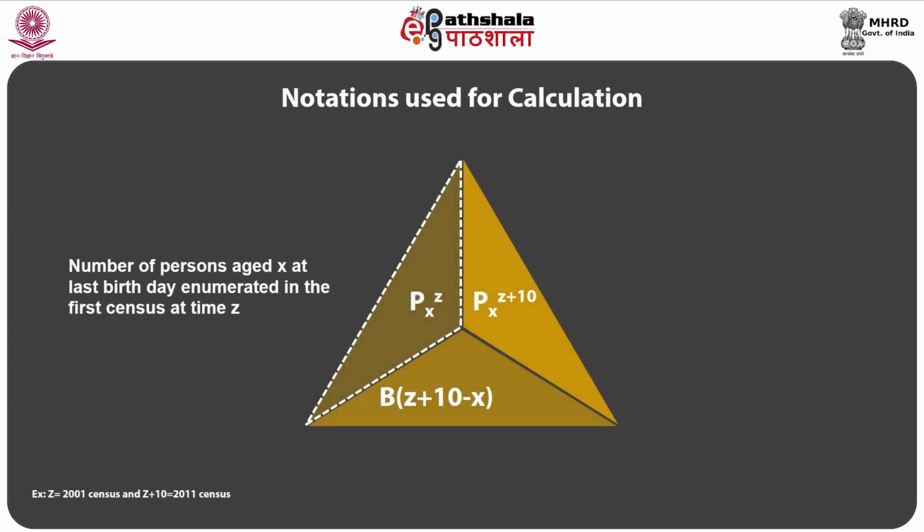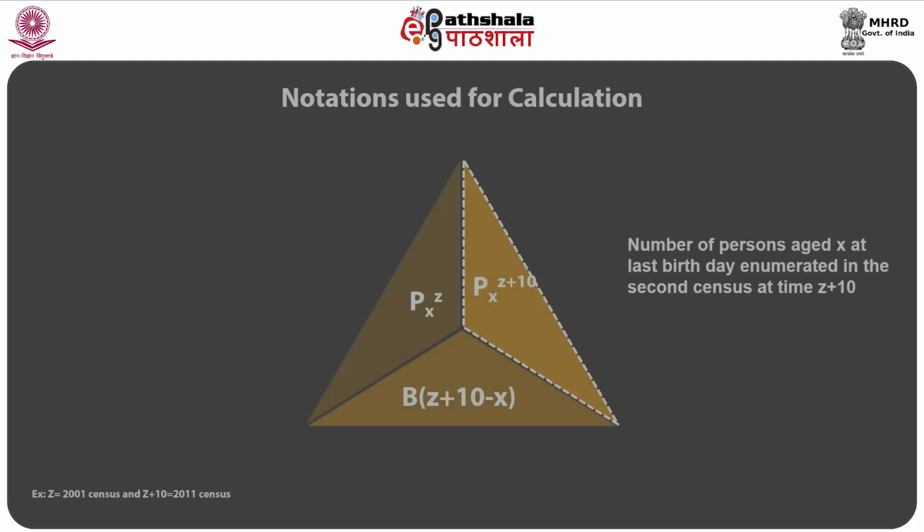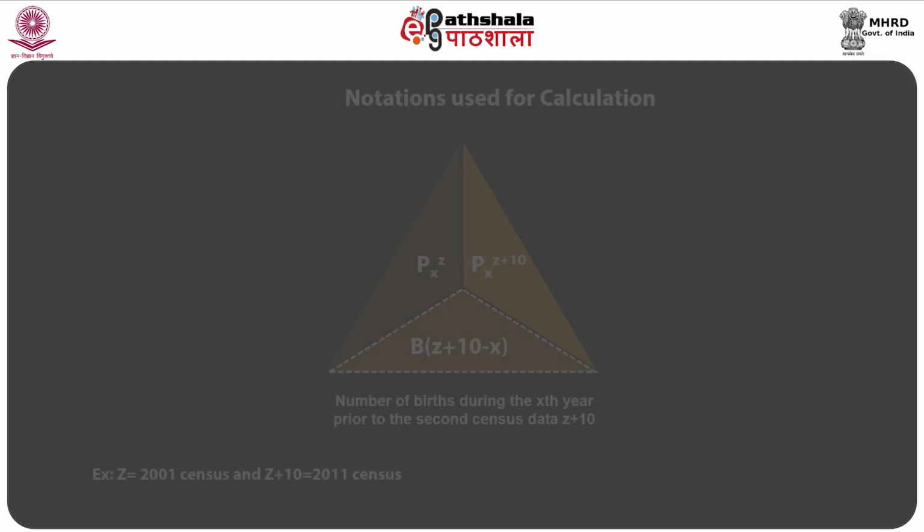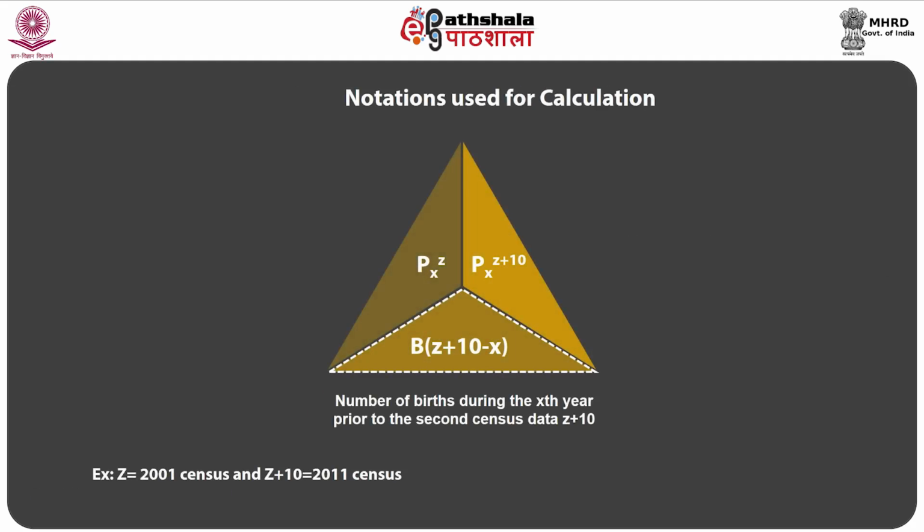P_x^z: number of persons aged x at last birthday enumerated in the first census at time z. P_x^(z+10): number of persons aged x at last birthday enumerated in the second census at time z+10. B^(z+10-x): number of births during the xth year prior to the second census date, z+10. Example, z equals the 2001 census and z+10 equals the 2011 census.